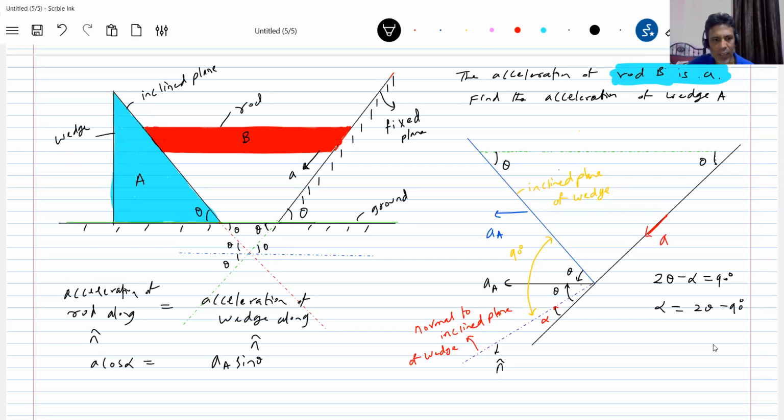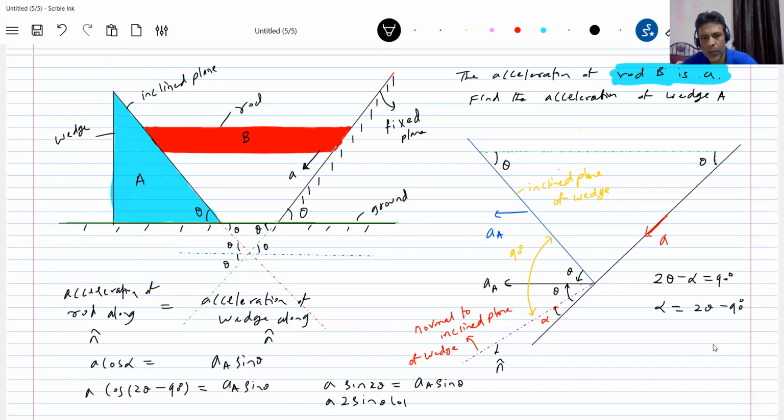So we don't know alpha. That alpha, I'll replace it here, no? Cos of 2 theta minus 90 degree. I think we are at the very near to the problem. No. What is cos 2 theta minus 90? Should be sine 2 theta. Two sine theta cos theta. So acceleration of the wedge will be 2a cos theta.